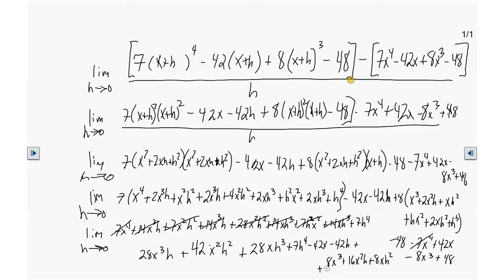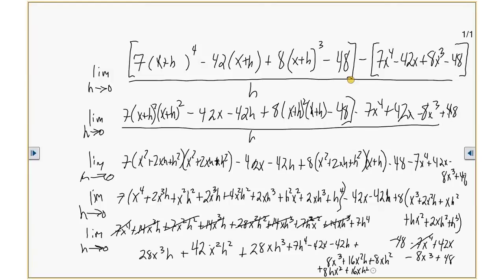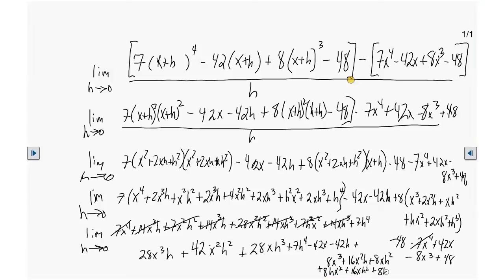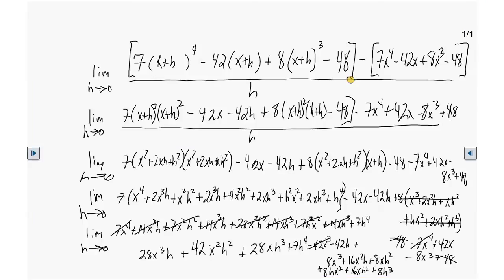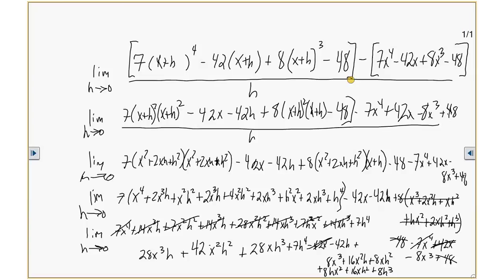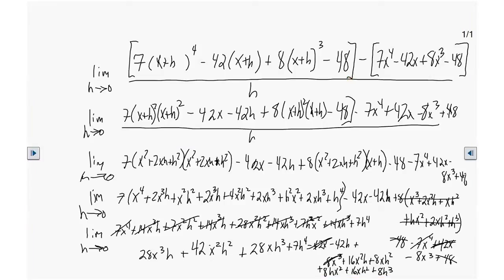plus 8hx squared plus 16xh squared plus 8h cubed. That takes that out. Plus 42x, no, minus 48, that minus 48 cancels with that 48. Anybody see a 42x anywhere? 42x right here, cancels with that 42x. Anybody see an 8x cubed? That 8x cubed cancels with that 8x cubed.